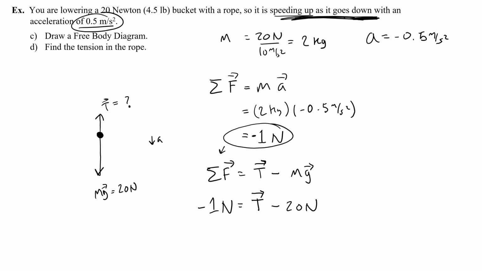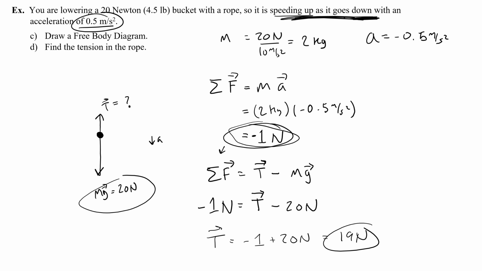So I know that tension is going to be 1 newton plus 20 newtons, or 19 newtons of force, which maybe you were able to do in your head once you knew that the net had to be negative 1 and the weight was 20. So the tension is 1 less than the weight, so the weight is actually pulling a little bit more than the rope, meaning that the bucket is speeding up as it goes down.